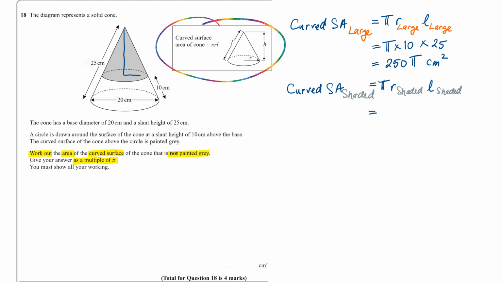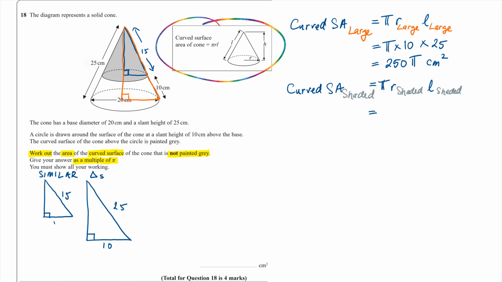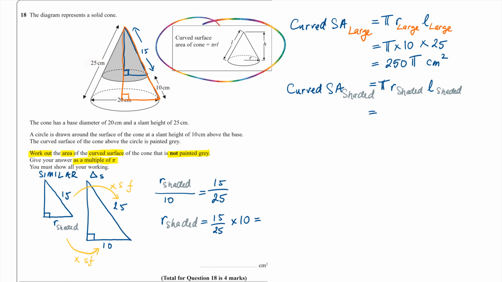The height of the cones with the base form a right angle, so we will have two similar right angle triangles. The hypotenuse of the small one will be 15, and the hypotenuse of the large one will be 25. The sides of the triangles are proportional to each other, so r shaded over 10 is equal to 15 over 25. The radius is 15 over 25 times 10, which is equal to 6. Replacing this into the curved surface area formula, we have pi times 6 times 15 equals 90 pi centimeters squared.